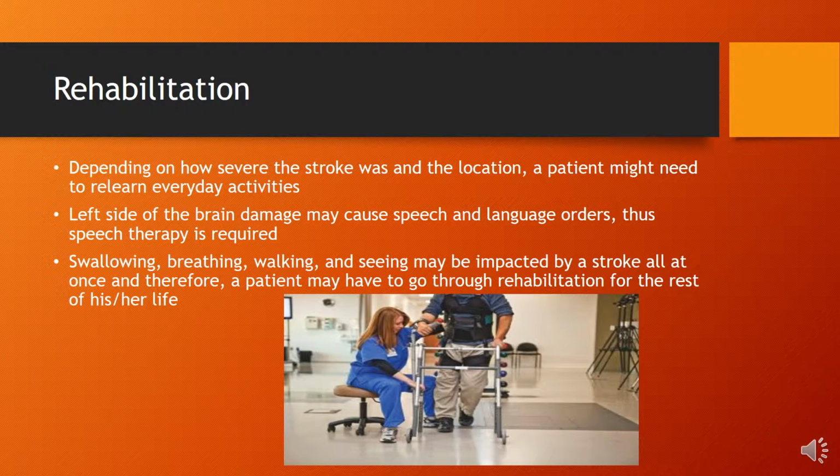So this is a picture of physical therapy. A stroke victim is learning how to walk again. Right here. So a person has to be very patient. It takes time, and as soon as a person can get through rehab and has the strength to do it, he or she can fully recover.